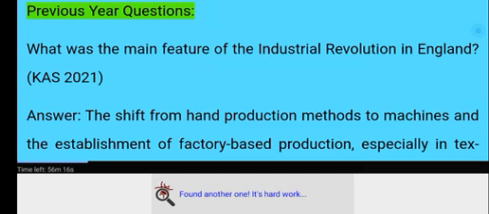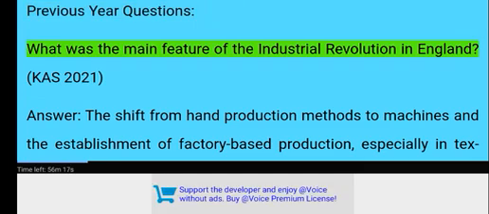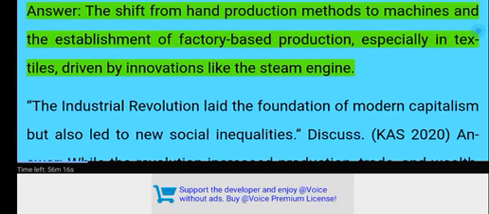Previous year questions. What was the main feature of the Industrial Revolution in England? CAS 2021. Answer: the shift from hand production methods to machines and the establishment of factory-based production, especially in textiles, driven by innovations like the steam engine.